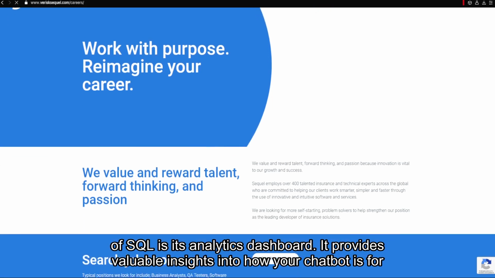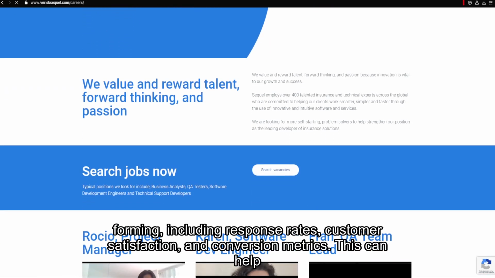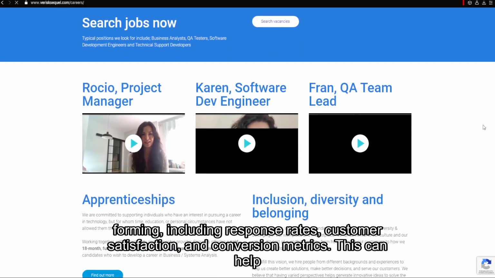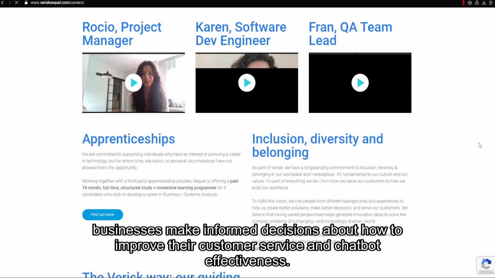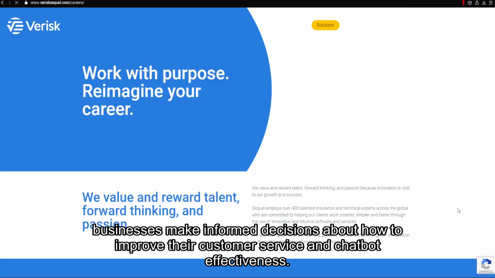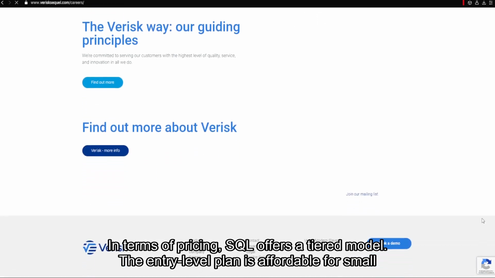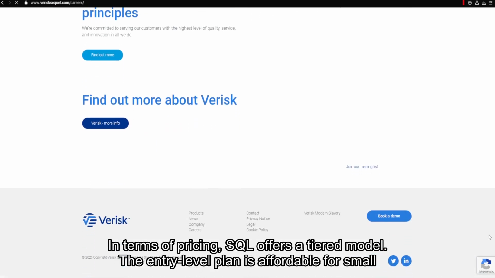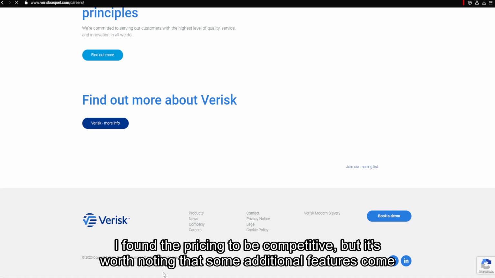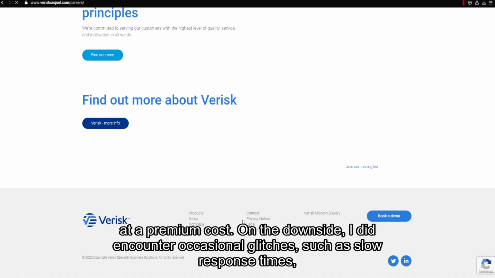It provides valuable insights into how your chatbot is performing, including response rates, customer satisfaction, and conversion metrics. This can help businesses make informed decisions about how to improve their customer service and chatbot effectiveness. In terms of pricing, SQL offers a tiered model. The entry-level plan is affordable for small businesses, but larger enterprises will need to upgrade for access to advanced features. I found the pricing to be competitive, but it's worth noting that some additional features come at a premium cost.